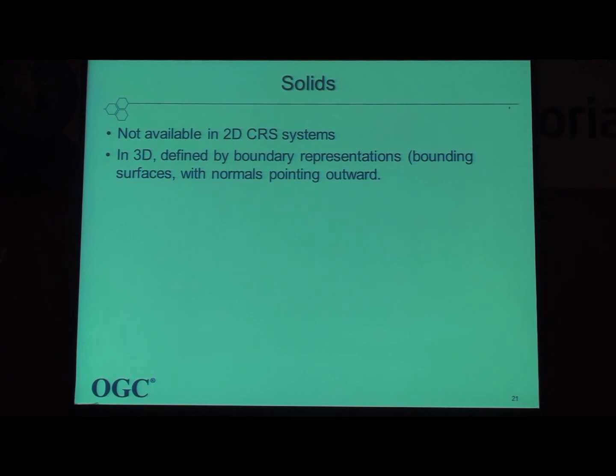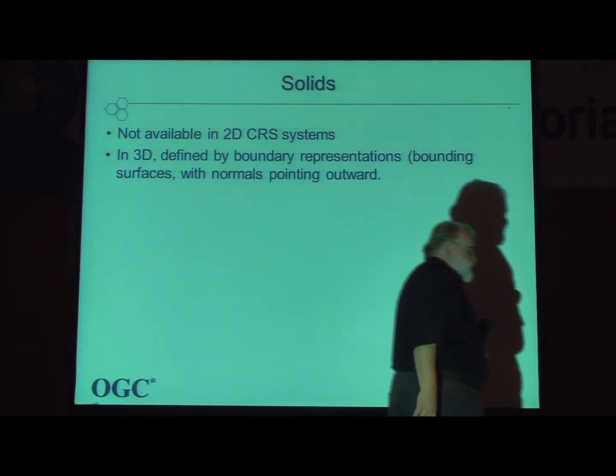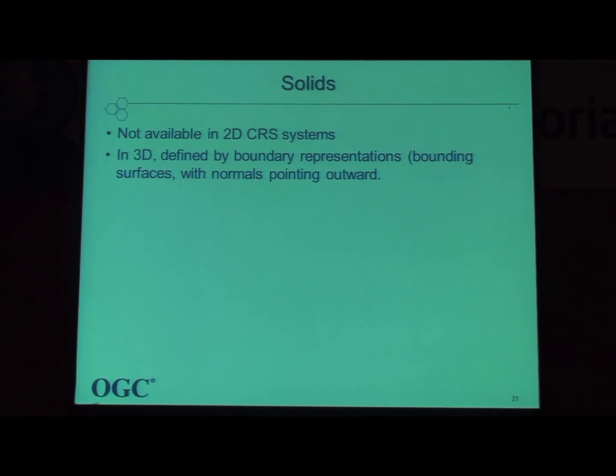And again, in 3D, solids are defined by their boundary representation, i.e. all the boundary surfaces, with all the normals always pointing outward. This is the solid equivalent of the boundary of a surface always having the boundary to the left of the surface. It's that orientation thing that if you look at it from above, it's always going counterclockwise on the outside, clockwise on the inside. This is just the equivalent in 3D.